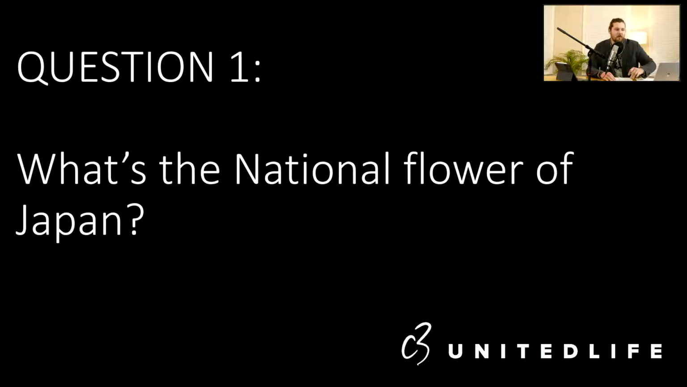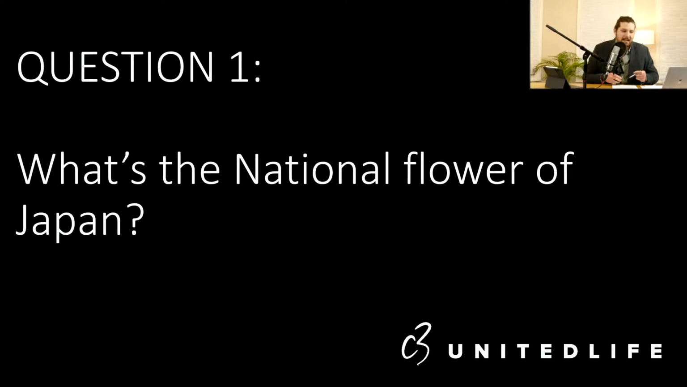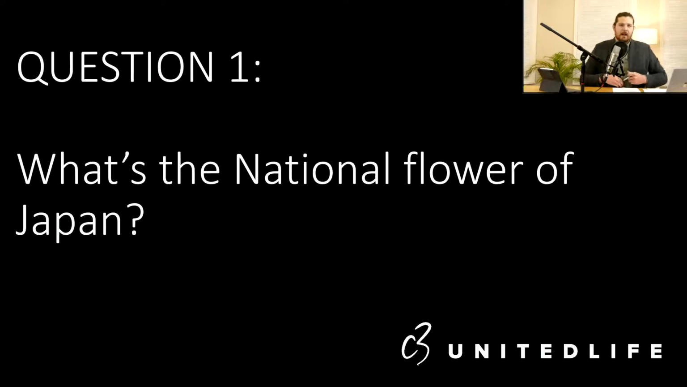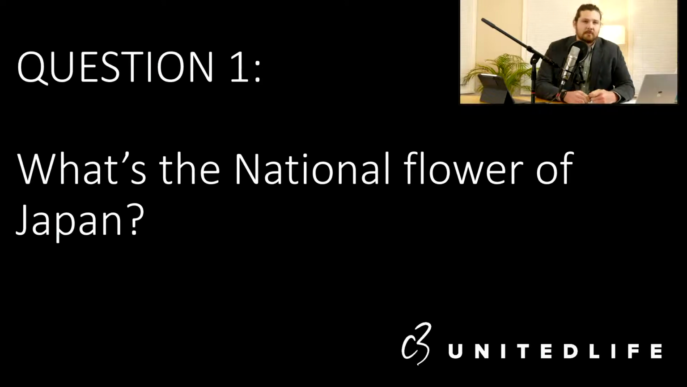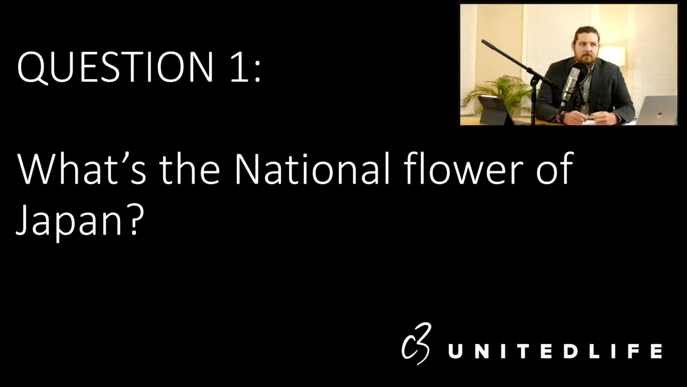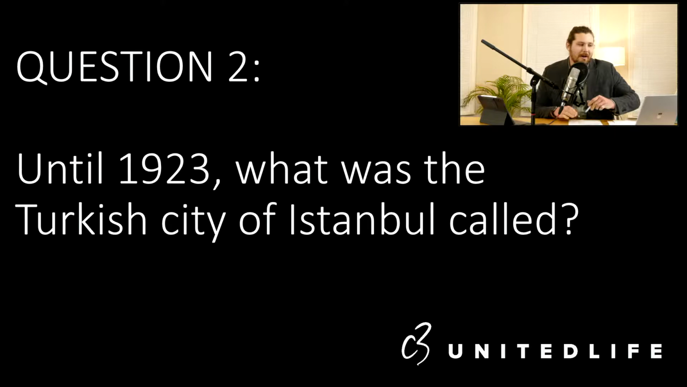Question 1, round 4. What is the national flower of Japan? Final round, first question. Question 2. We're moving on. Question 2, round 4. Until 1923, what was the Turkish city of Istanbul called?